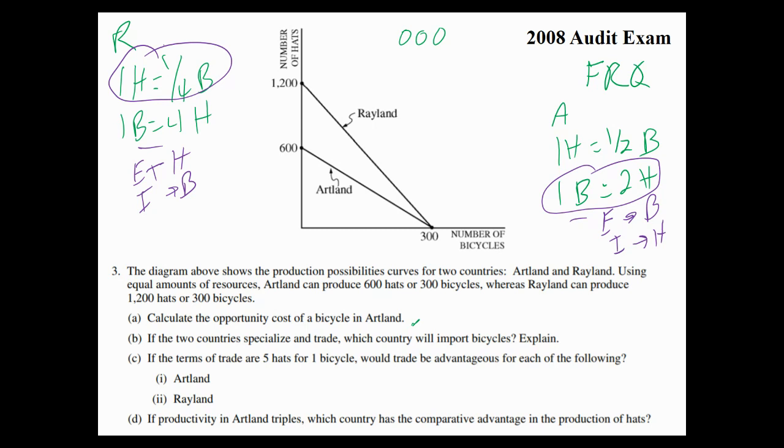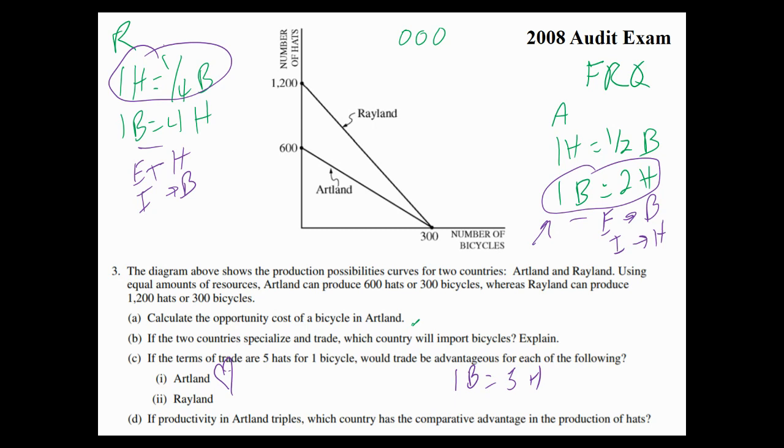So if the terms of trade were 5 hats for one bicycle, would the trade be advantageous for each of the following? If it said one bicycle for 5 hats, well, for Artland, since he's going to specialize in those, that's awesome for him. He would love that trade, right? Artland would like it. I'm going to put a little heart here. Artland would love that trade because he's making a lot.